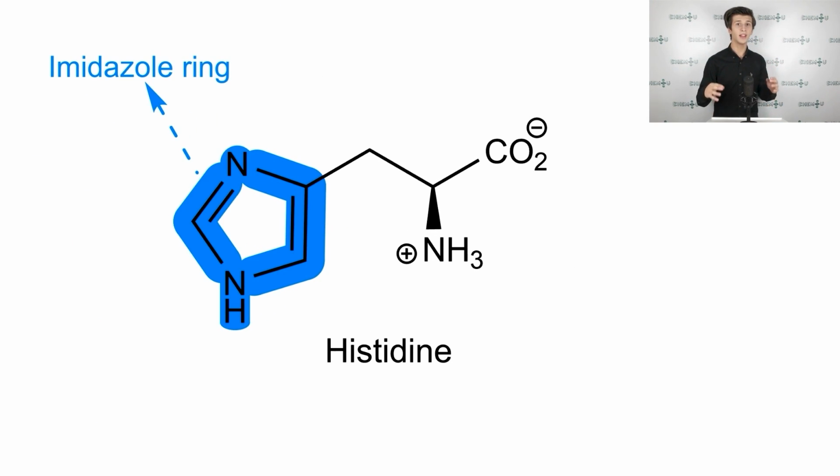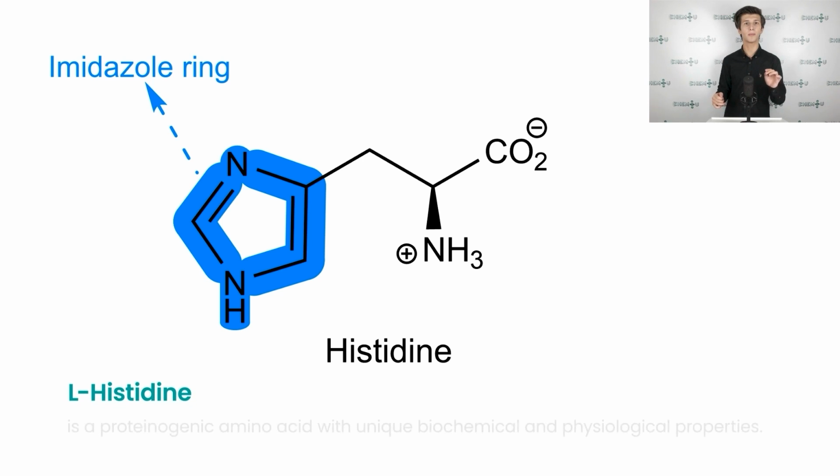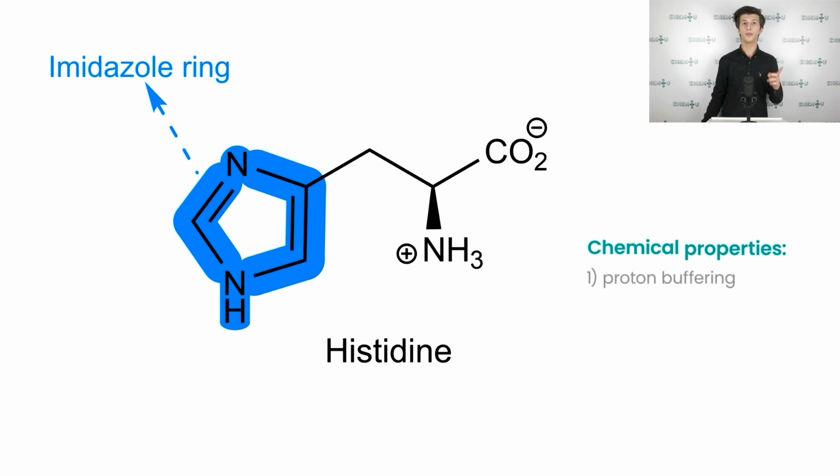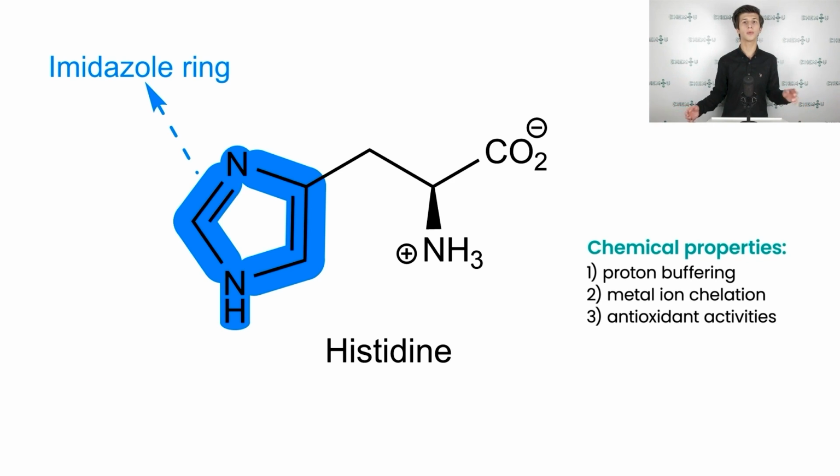Let us have a look at histidine. L-histidine is a proteinogenic amino acid with unique biochemical and physiological properties. Proteinogenic means that it's used in biosynthesis of proteins. The unique chemical properties of histidine, which are mainly attributed to the imidazole ring, include proton buffering, metal ion chelation, and antioxidant activities. Moreover, histidine is nutritionally essential for human beings because it is not synthesized in our bodies. In order to get this amino acid, we need to digest histidine-containing proteins.